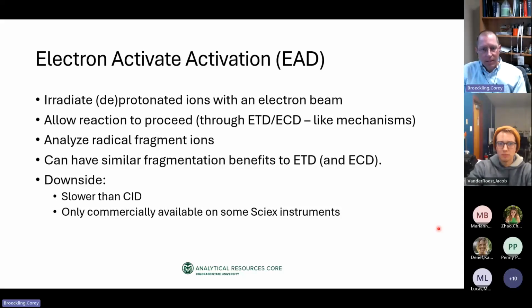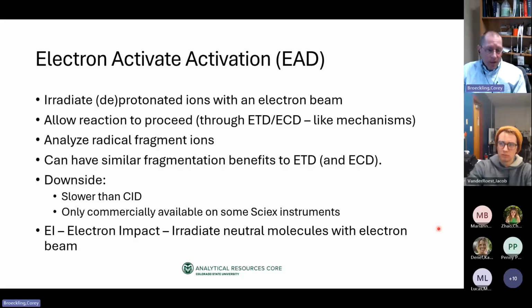That radical fragmentation pattern can be more structurally informative at times than the collision-induced dissociation fragmentation pattern. The downside to this is that it can be appreciably slower than CID, and we'll get to why that's important later. And it's relatively hard to get on commercial instruments. As far as I know, this is only available on SciEx QTOF type platforms.